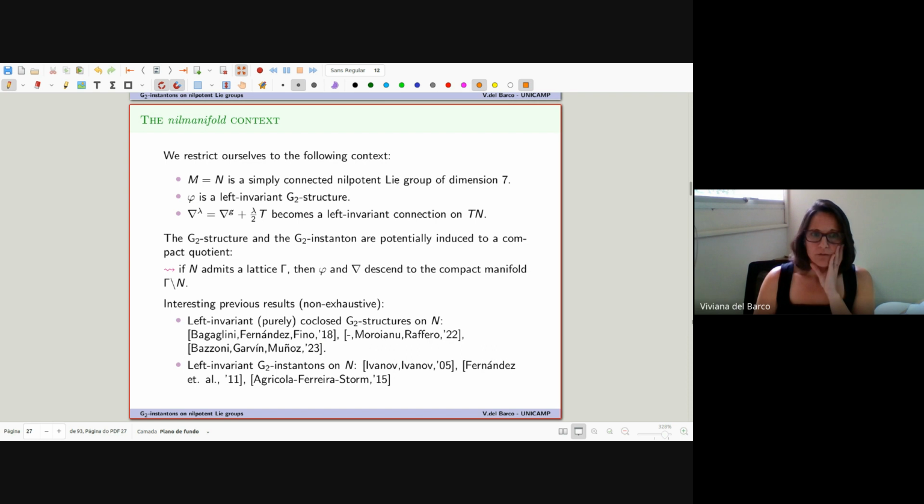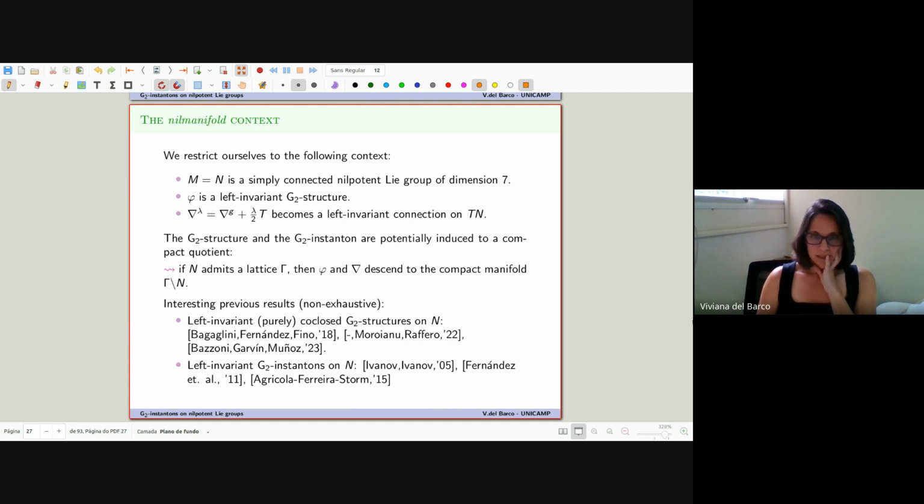And then the starting point actually was also a paper of Fernandez, Ivanov, Villacampa, and Ugarte, 2011. They get a G2 instanton, and actually they propose solutions for the heterotic G2 system on the Heisenberg Lie algebra of dimension 7 and the 5-1 cross R2. So those works are very related to instantons.